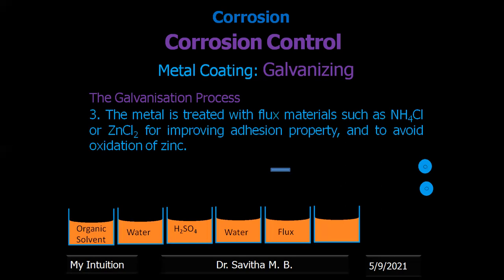For this we need to dip it in a flux. Okay, flux material, that is ammonium chloride and zinc chloride, or that mixture is taken, and the article after air drying is dipped in flux and it is taken out, right? It improves the adhesion property, that is adhering property of zinc, right? After it is taken out, now it is ready to be coated with the zinc, right?